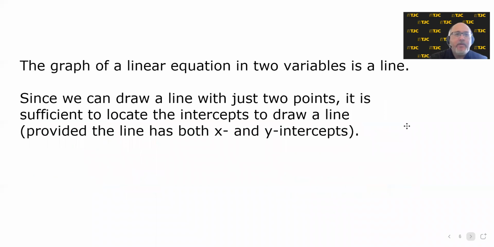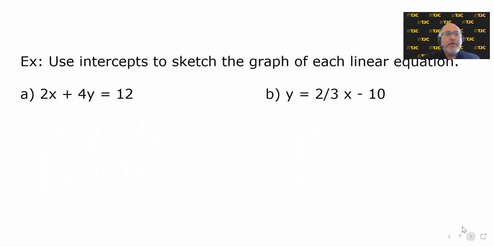Now, the graph of a linear equation in 2 variables is a line. That's why the word linear was chosen to represent this type of equation. And since we can draw a line with just 2 points, it is sufficient to locate the intercepts to draw a line, provided the line has both x and y intercepts, because some lines are lacking an intercept, as we'll see in a moment. So we're going to use the fact that intercepts are easy to find, and it gives us 2 points most of the time to sketch the graph of a line.